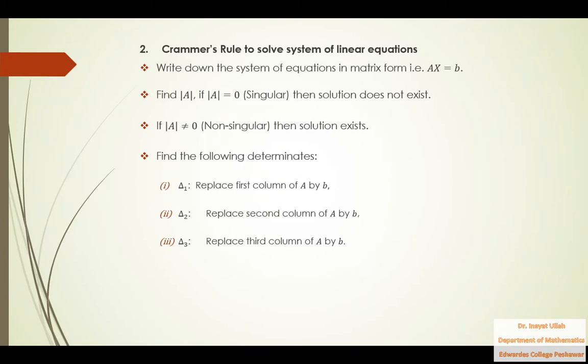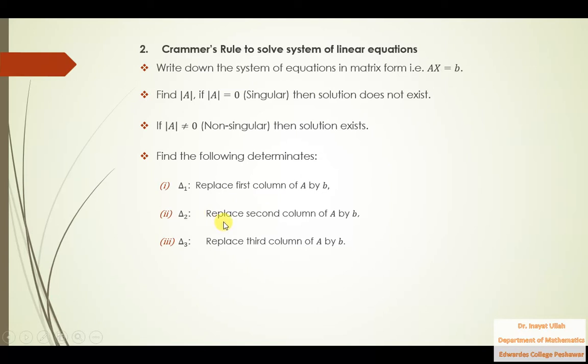We need to find deltas: delta 1, delta 2 and delta 3. Find the following determinants. Delta 1 is a determinant, delta 2 is again a determinant, and delta 3 as well. So what is delta 1? We need to replace the first column of A by B. The first column of matrix A will be replaced by B, so that determinant is delta 1.